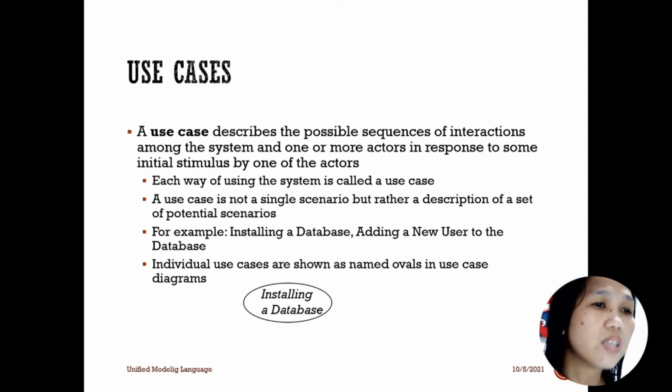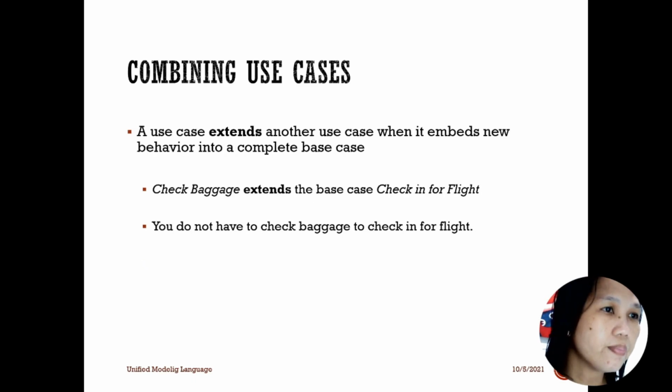Individual use cases are shown as named ovals in a use case diagram. So installing a database is one of the cases that we can do. Later on in our discussion, we will be encountering different types of cases. Also, a use case involves a sequence of interaction between the initiator and the system, possibly involving other actors. In a use case, the system is considered a black box. We are only interested in externally visible behavior.